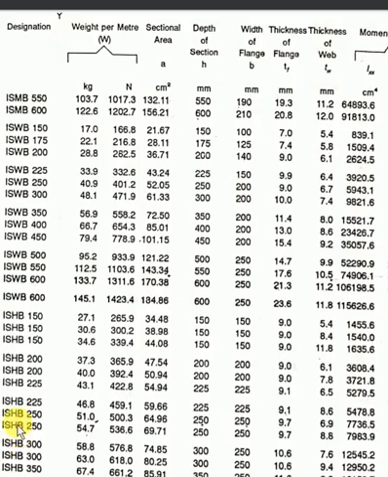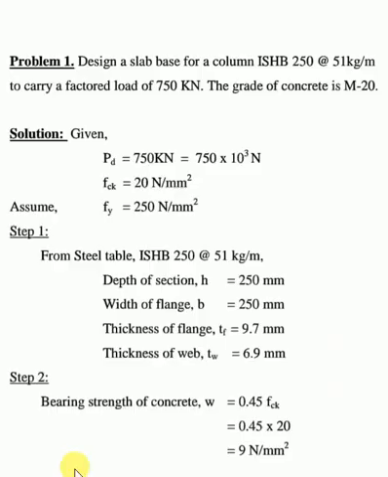Now say this is the section ISHB 250 at the rate of 51 kg per meter. We require the depth of section H, BF, TF, TW. So these are the data which we require. These are given here, and the units are all the same. So we'll write it from here. These are the data which we have written from the steel table.